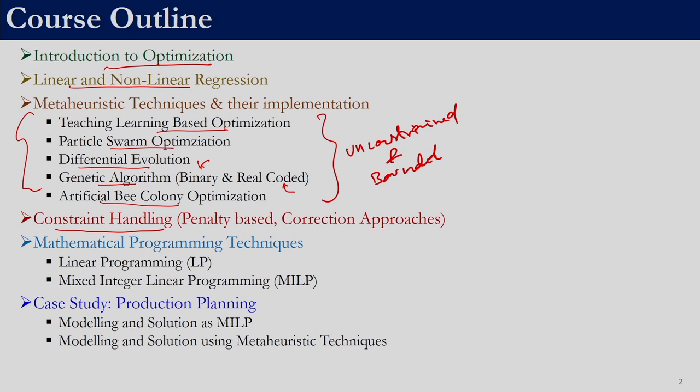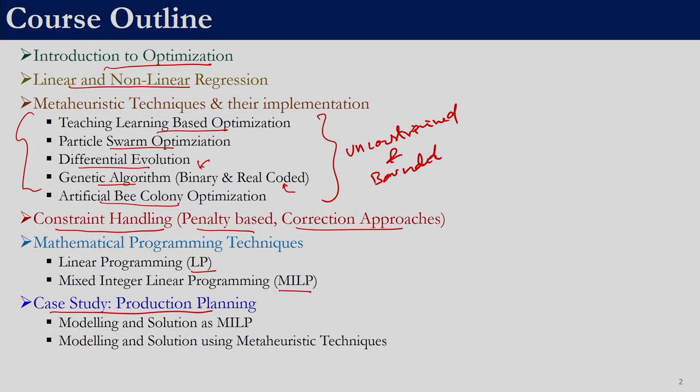Broadly, we'll be looking into penalty based and correction approaches. Once you know penalty based constraint handling or the correction approach, you can use that with all of these 5 techniques to solve any constrained optimization problem. We'll also be looking at 2 mathematical programming techniques: linear programming and mixed integer linear programming. We are bringing these mathematical programming techniques in so that you can also understand the limitations of meta-heuristic techniques.